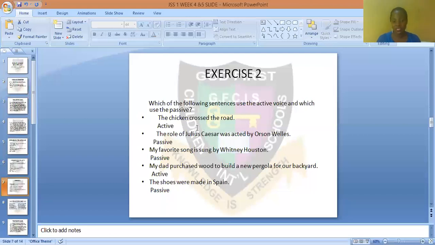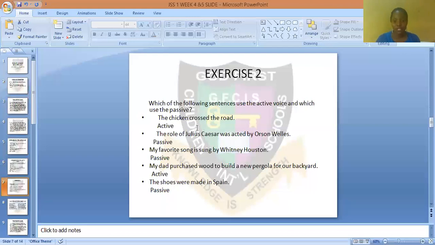The third is my favorite song is sung by Whitney Houston. Now, is this sentence in the passive voice or in the active voice? This sentence is in the passive voice. Why? Because Whitney Houston is the receiver of the action. So here, the subject is not the doer of the action in this sentence. Rather, the subject here is the receiver of the action.